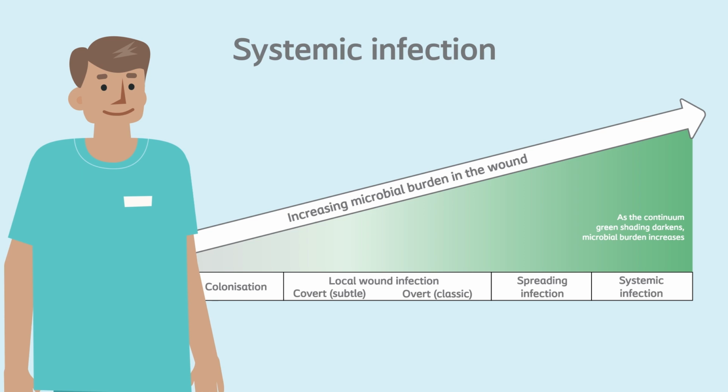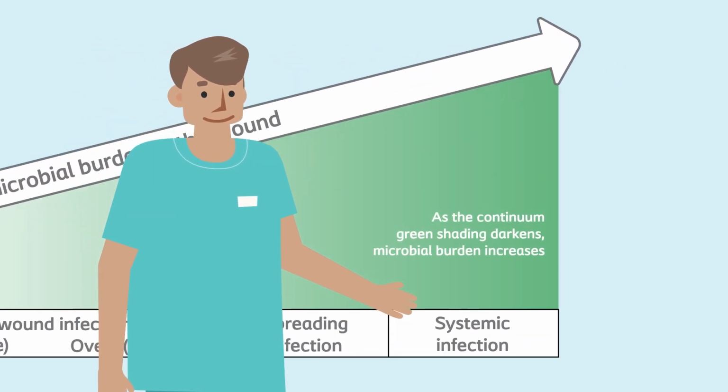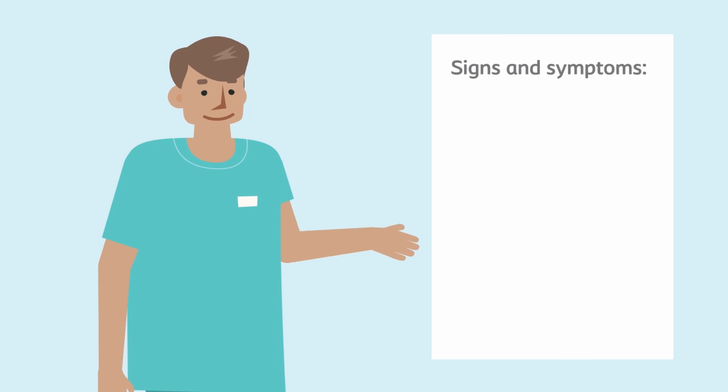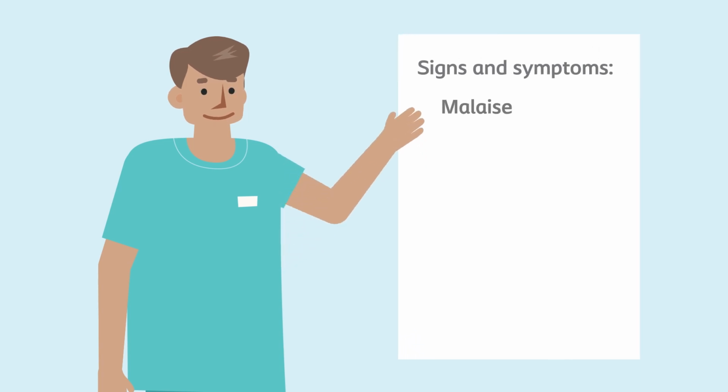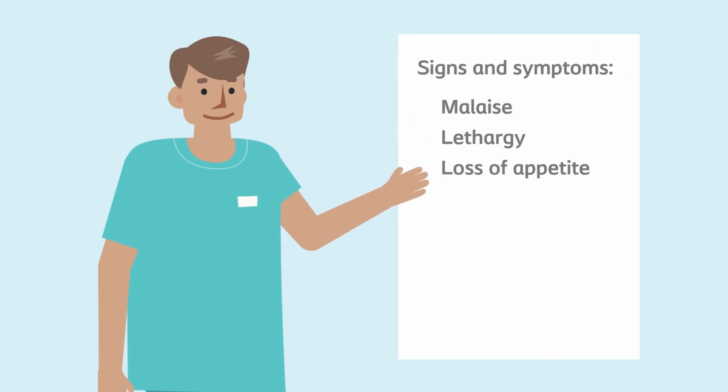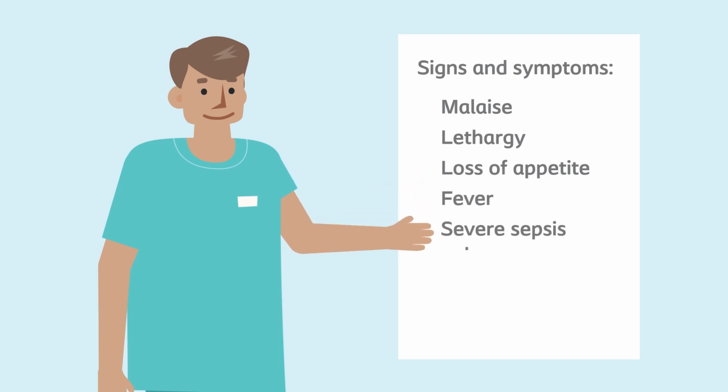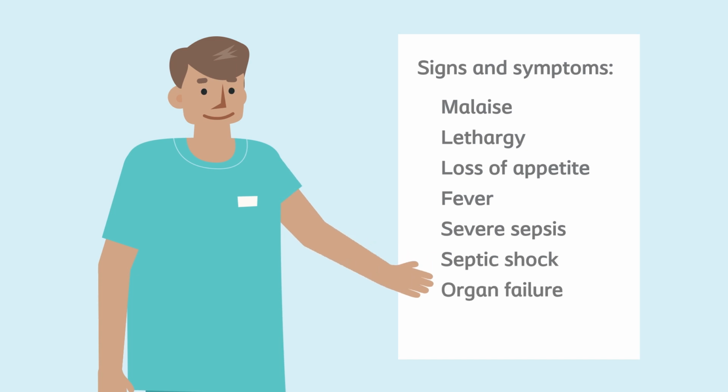Fifth stage, systemic infection, refers to the stage where microorganisms spread throughout the body via vascular or lymphatic systems, affecting the body as a whole. Signs and symptoms may include malaise, lethargy, loss of appetite, fever, severe sepsis, septic shock, organ failure, death.